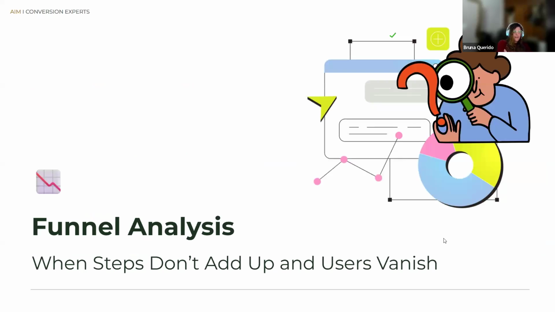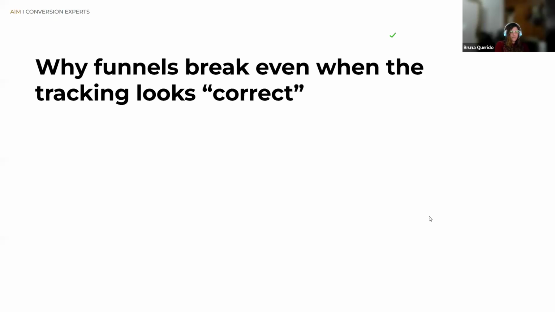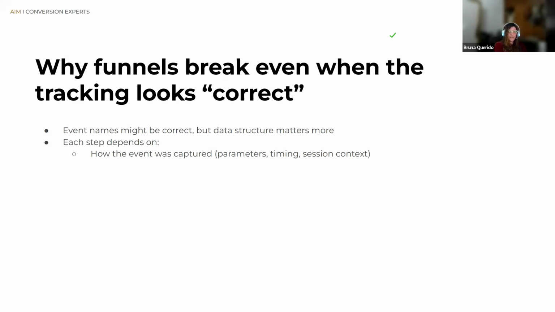So what about funnel analysis when steps don't add up and users vanish? Often funnels break even when the tracking looks correct. Even when the names might be correct, the data structure matters more. So you have to make sure that the funnel steps that you are configuring depend not just on what happened, but how it was captured. This includes parameters, event timing, and session structuring.